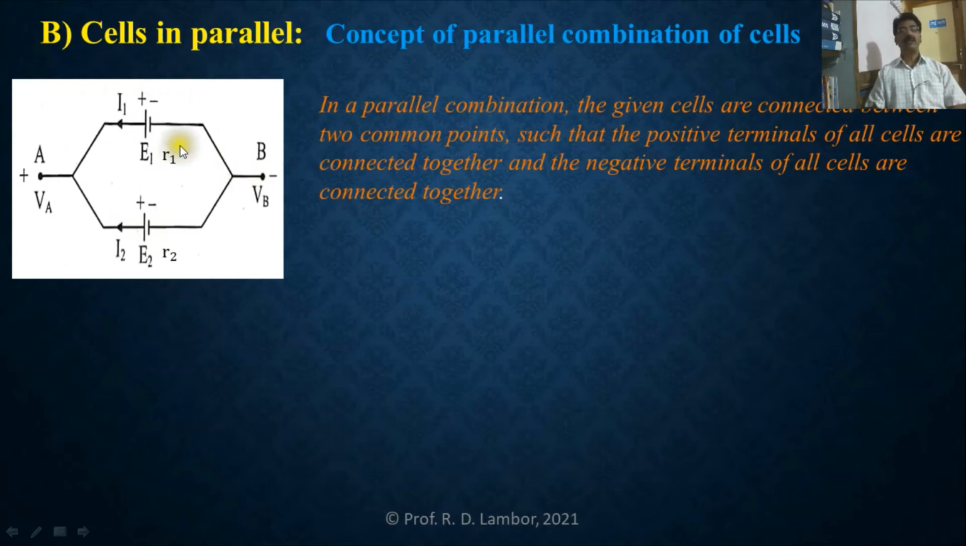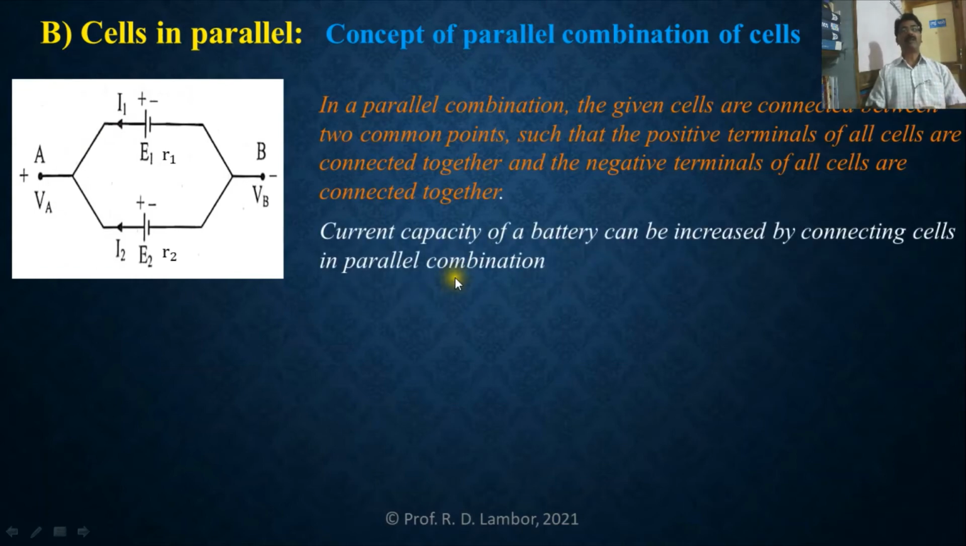In this circuit, the first cell supplies current I1 and the second cell supplies current I2. At this point, both currents are added and we get the total current equal to I1 plus I2. Thus, the current capacity of a battery can be increased by connecting cells in parallel combination. So when the given cells are connected in parallel, the current capacity of the battery increases, but the voltage capacity of the battery remains the same.